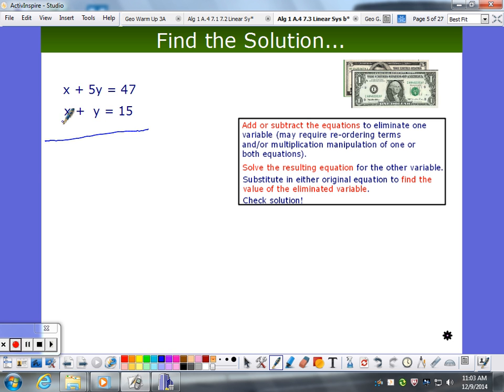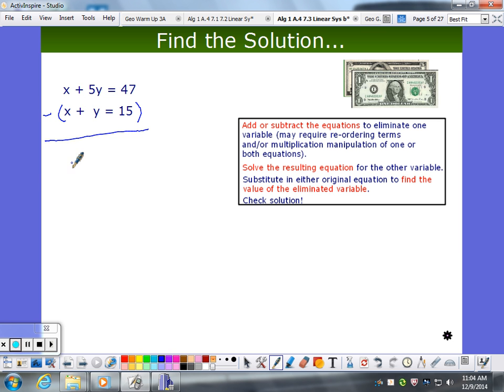Let's try subtracting. Now subtracting gets a little complicated because it says you subtract this, you subtract that, and you subtract that. And I'm like, wow, why don't I multiply through by -1? Who says you can multiply both sides of the equation by -1 and it's still equal? Multiplication property of equality. So I'm going to do that.